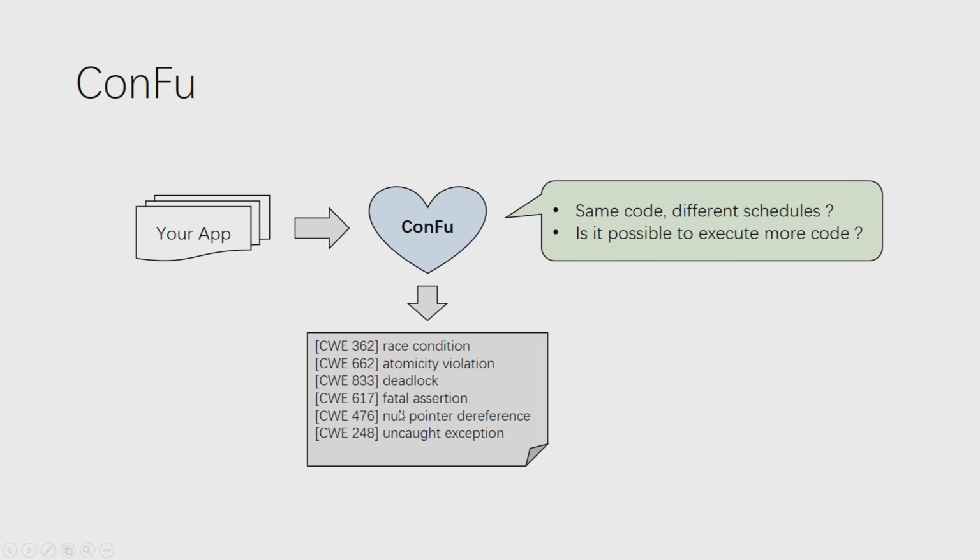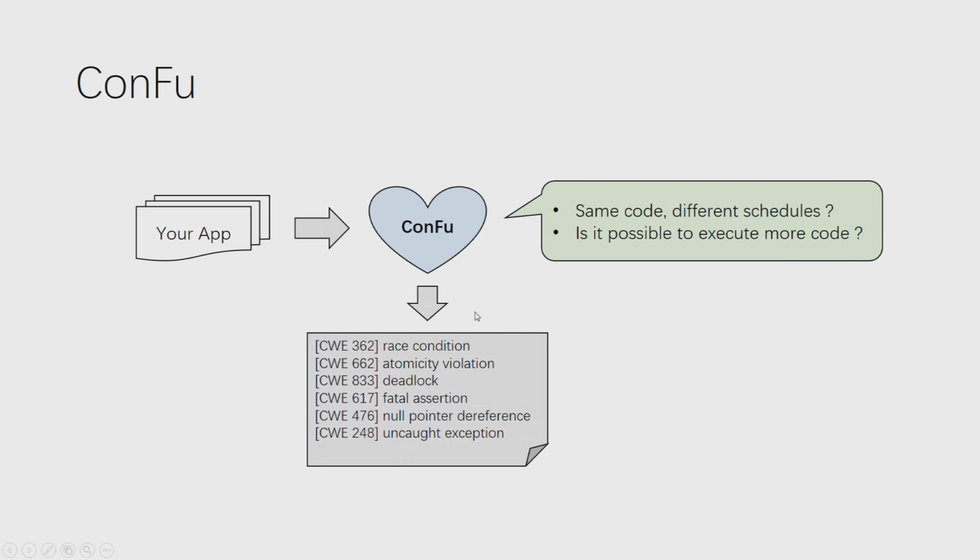With ConFu, all you need to do is prepare the application you want to analyze. At last, ConFu generates a bug report for you, which includes different types of bugs. Currently, 6 CWE categories have already been supported.